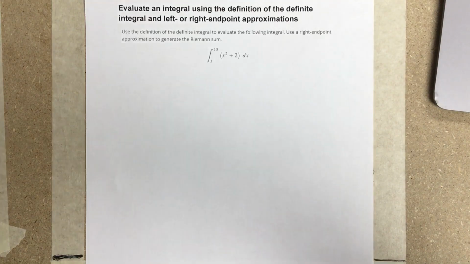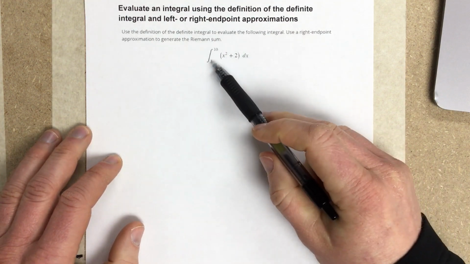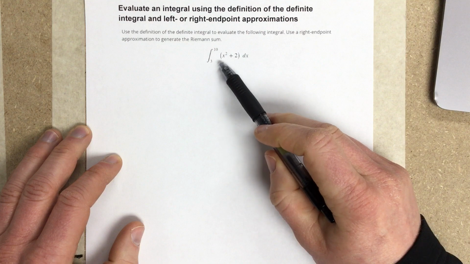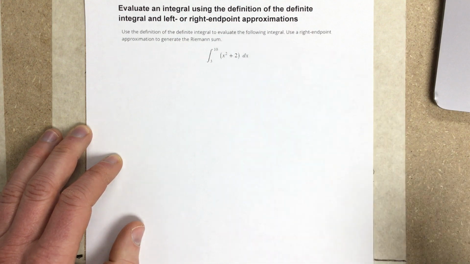In this video, we're going to evaluate an integral using the definition of the definite integral and left or right endpoint approximations. It says use the definition of the definite integral to evaluate the following integral. Use a right endpoint approximation to generate the Riemann sum. So they give us the integral from 3 to 10 of x squared plus 2 dx.